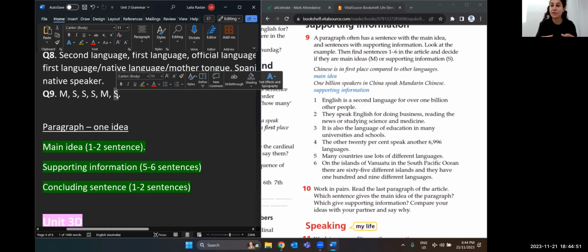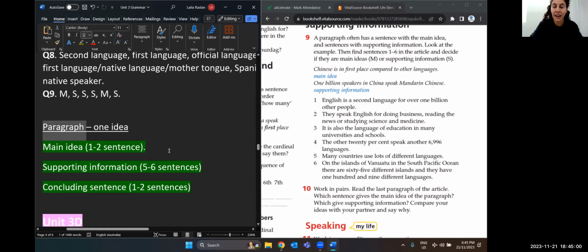Okay, so we need to know the difference between a main idea and a supporting sentence. This is what's in a paragraph. Remember, a paragraph is about one idea. It's about 5 or 6 sentences, and it's the body part of your writing. It's not the introduction. It's not the conclusion. Well, a paragraph can have both an introduction and a conclusion, but usually it's in your main body.